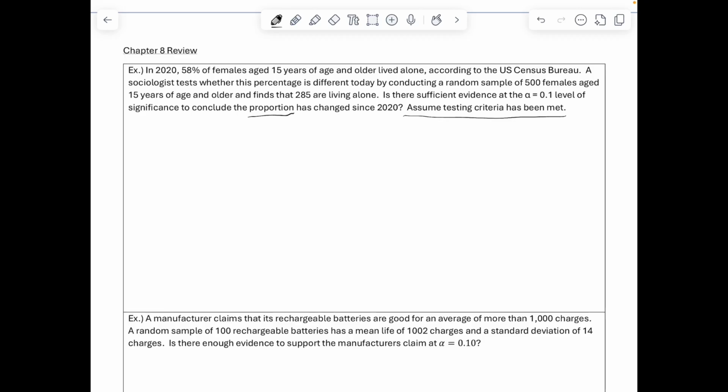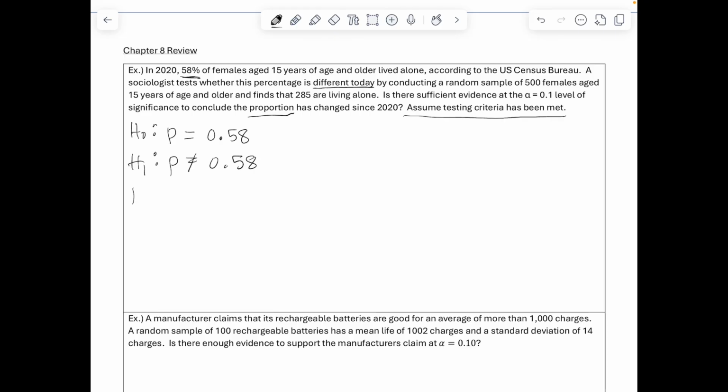So we are dealing with proportions. So when I write down my null and my alternative, we'll start off with a P for proportions. And it does say in 2020, 58% of females were living alone. And so this is going to be our population number that we have. Writing this as a decimal, we have 0.58. Your null always gets an equal sign. And they're trying to see if it is different today. So that means that we are going to have a not equals to here.